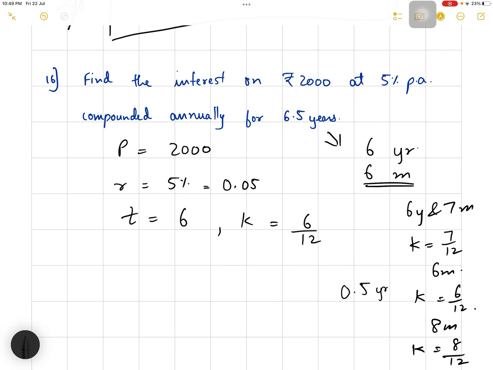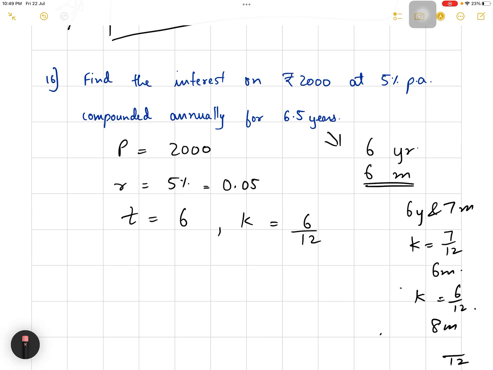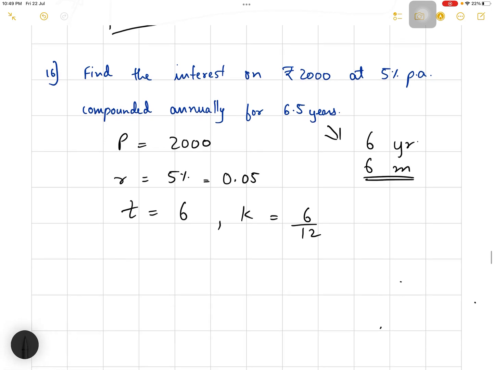Here it is given 0.5 years, so k is 0.5. 0.5 years means 6 months, not 5 months. 6 months means half a year, right? Anyway, k I can write as 0.5, or I can write 1 by 2, or I can write 6 by 12 also. It's one and the same thing.